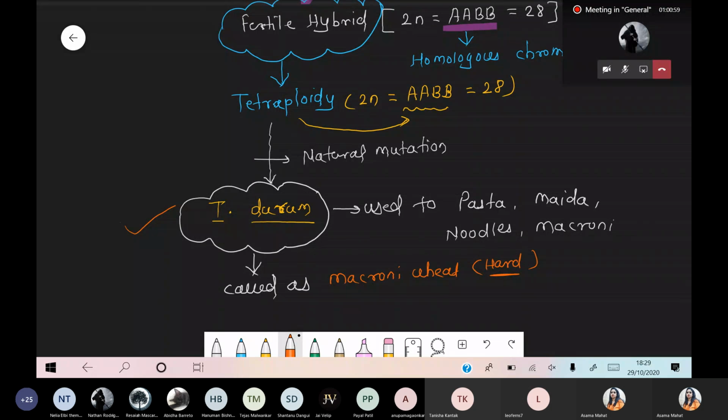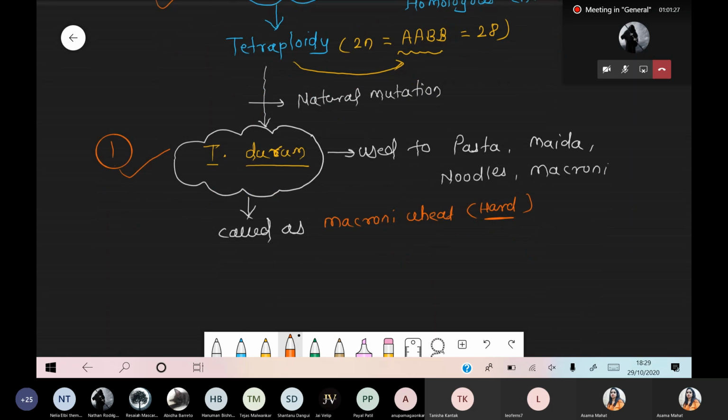Okay, so now we are talking about the one condition when that fertile hybrid undergoes the natural mutation. So that happened. Now I am talking about the second scenario. Same fertile hybrid variety that has 2n is equal to capital A, capital A, capital B, total 28 chromosome. Now they undergo hybridization again, natural hybridization, and finally they produce Triticum aestivum. So let's talk about the next point.